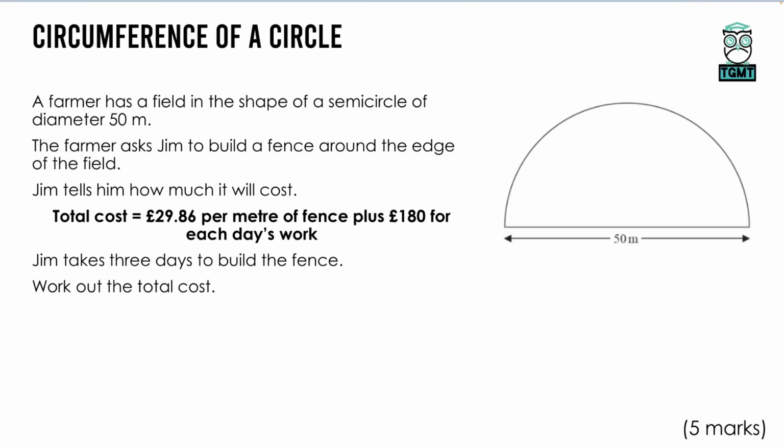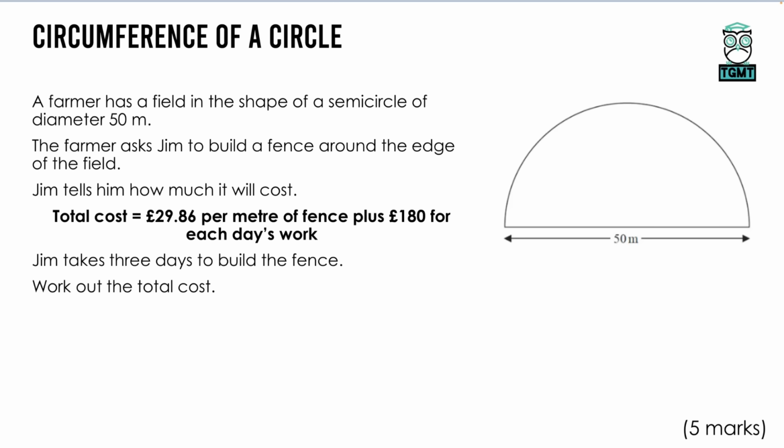And looking at circumference of a circle, here it says a farmer has a field in the shape of a semicircle of diameter 50. The farmer asks Jim to build a fence around the edge of the field, and Jim tells him it will cost £29.86 per metre of fence plus £180 for each day's work. Jim takes 3 days to build the fence. Work out the total cost.